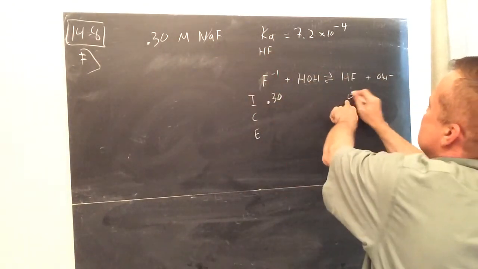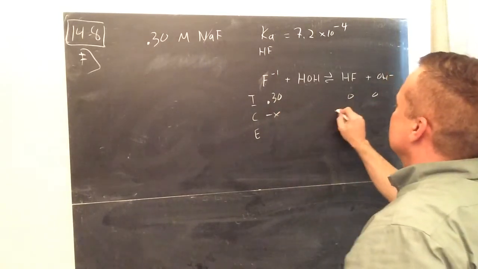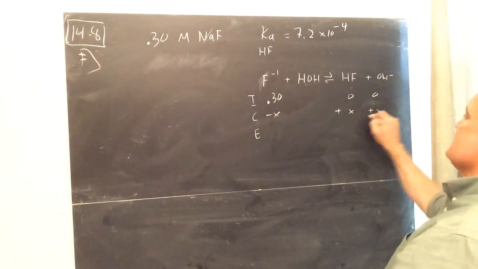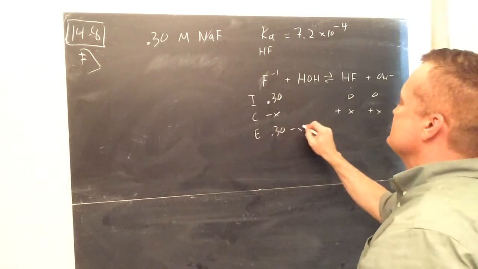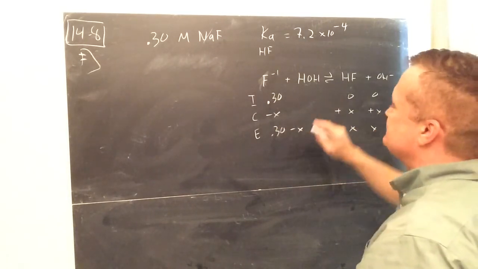0.30, these are 0, minus X, plus X, plus X. So 0.30 minus X, X, and X for your ICE box.